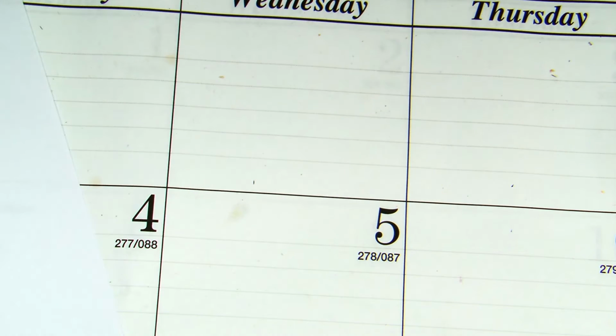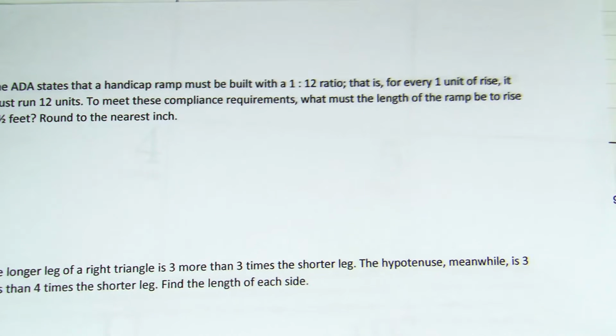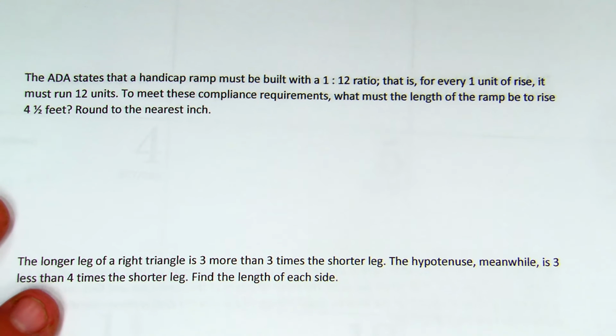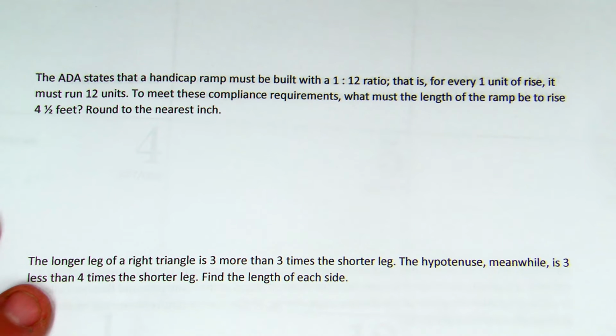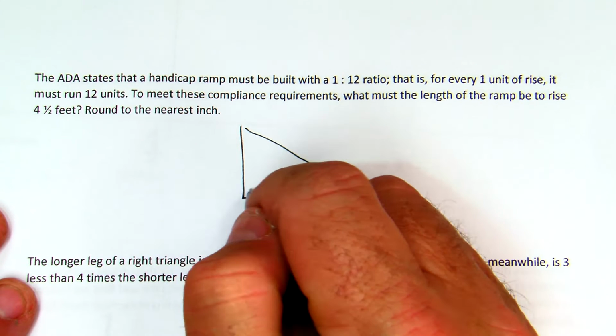Alright, so today we're going to go over the word problems. The ADA states that the handicap ramp must be built with a 1 to 12 ratio. That is, for every 1 unit of rise, it must run 12 units. To meet these compliance requirements, what must the length of the ramp be to rise 4.5 feet?